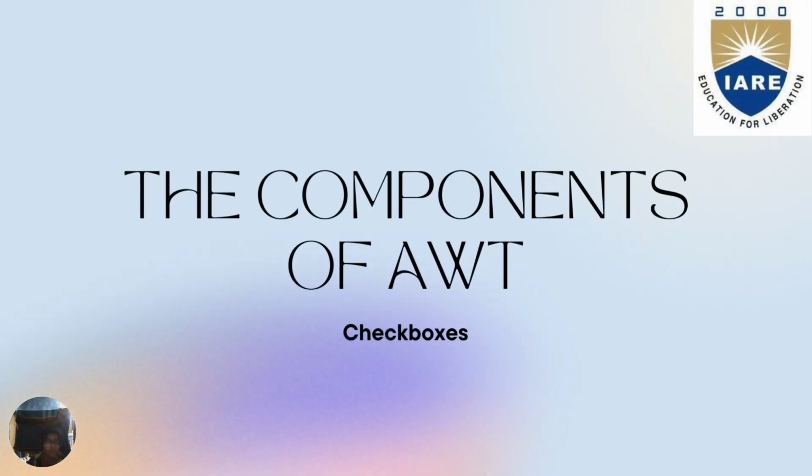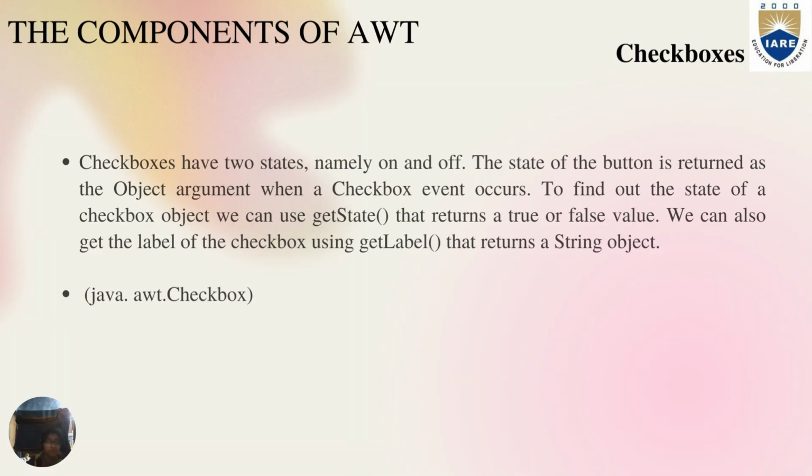Next is checkboxes. Checkboxes have two states, namely on and off. The state of the checkbox is returned as the object argument when a checkbox event occurs. To find out the state of each checkbox object, we can use getState, which returns a true or false value. We can also get the label of the checkbox using getLabel, which returns a string object. The commonly used expression to initialize the checkbox is java.awt.Checkbox.